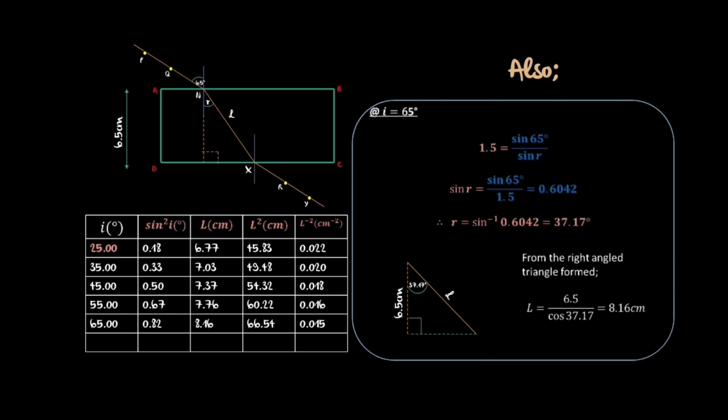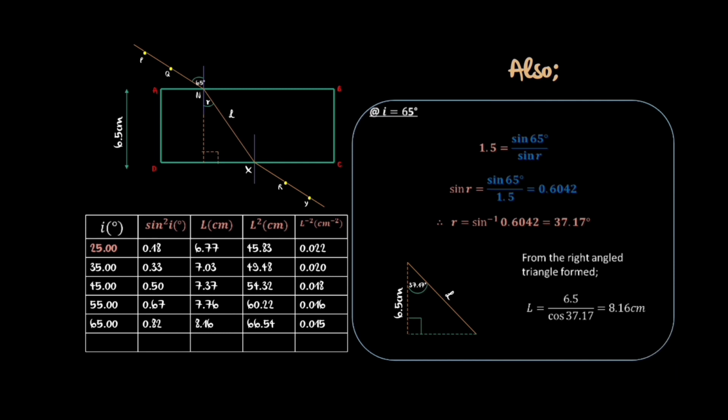We evaluate for sine square I, sine square of the angle of incidence. We evaluate for L square and we evaluate for the inverse of L square. So once we've done those things, then we are good to go. We are heading straight to the graph plotting.